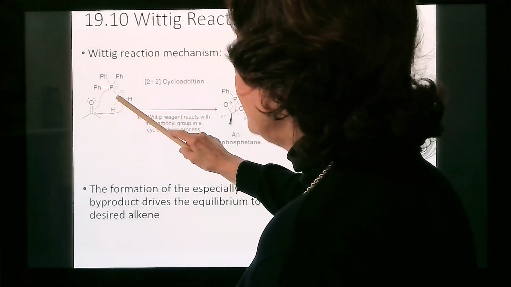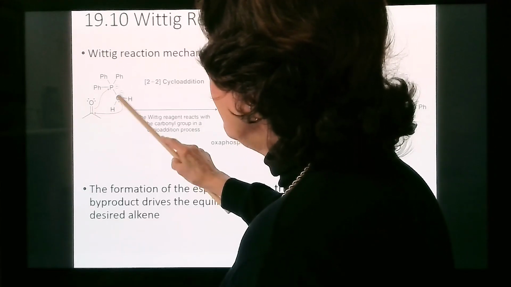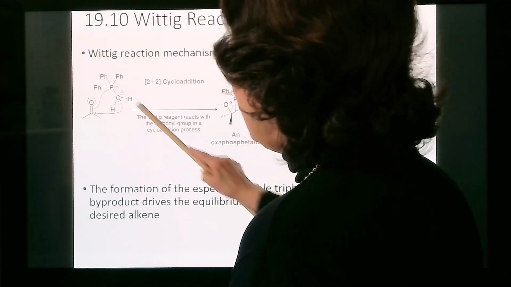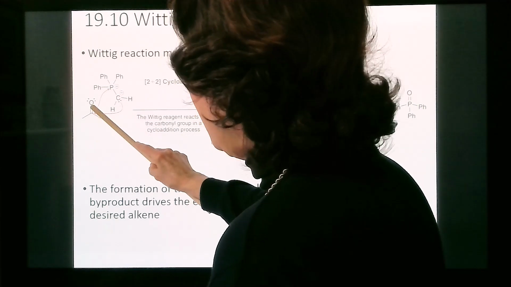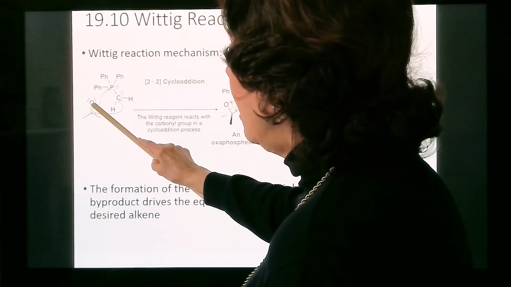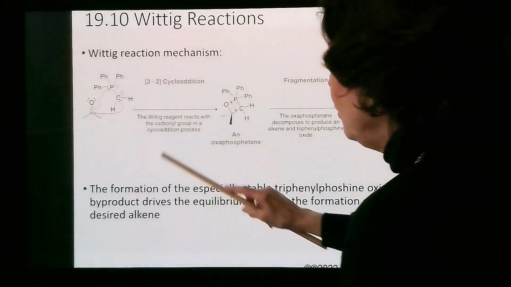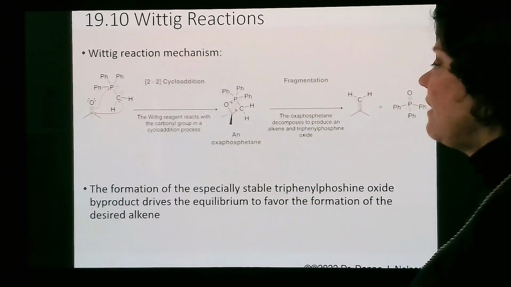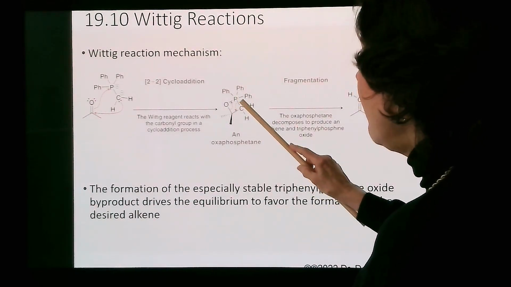So here is the 2 plus 2 cycloaddition. The carbon with its negative charge attacks the carbon of the carbonyl, forming the carbon-carbon bond, and phosphorus is attacked by the pair of pi electrons on the oxygen. And so now this is a 2 plus 2 cycloaddition, if you think of this as a pi bond, thinking of that resonance structure. And so now we have the oxaphosphetane.